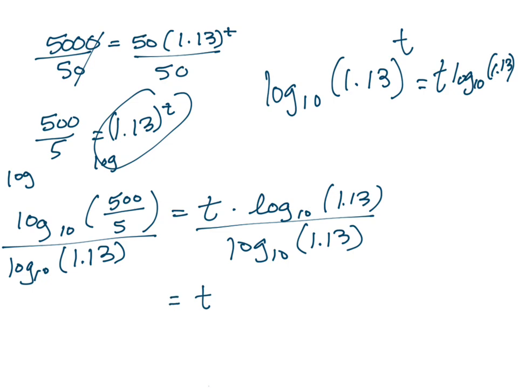I got 37.68. And these are what? Years. This is how many years after they were introduced would the population equal 5,000?